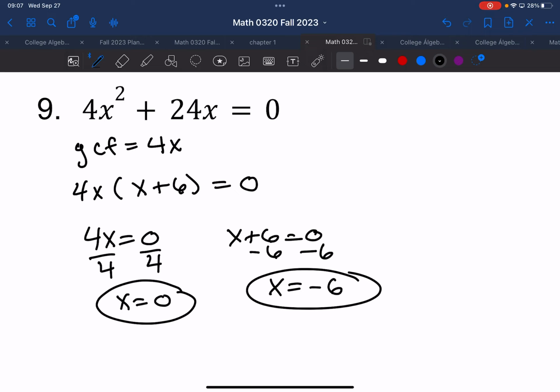So we still had to factor, but we didn't have to go through the large steps of factor by grouping, okay?